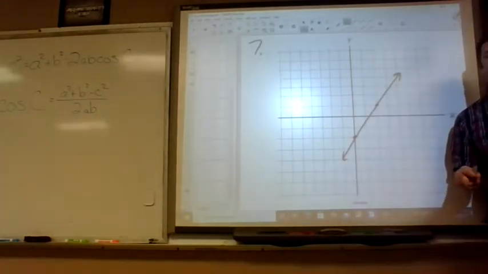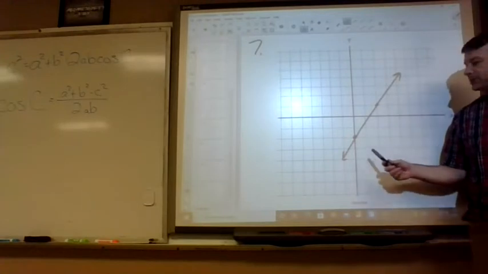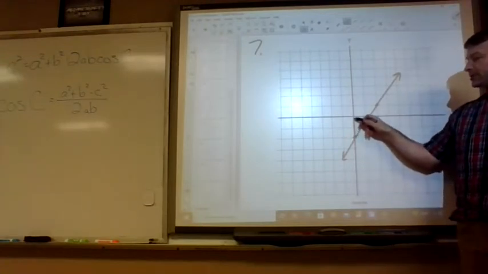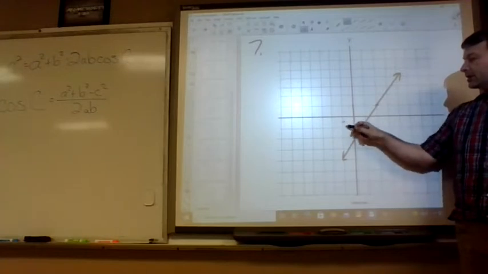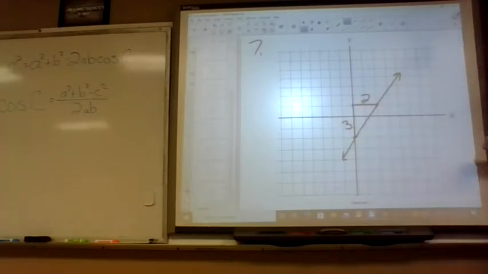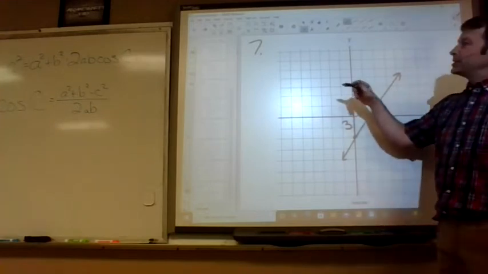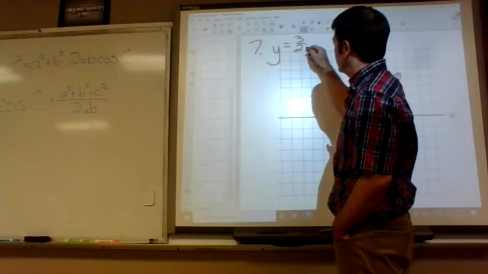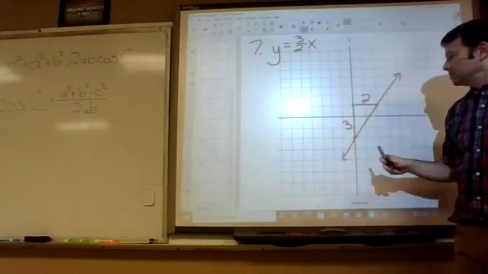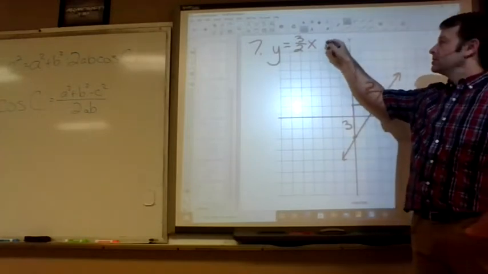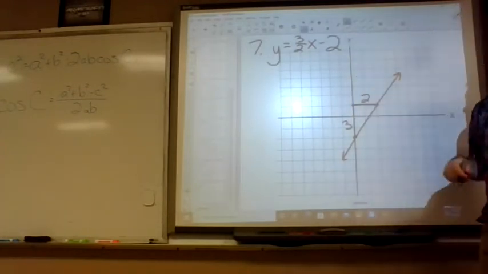You don't have to draw that. That's just for me. So Shannon said it's rise over run. So from here to here, how much is it rising? 3. How much is it running? 2. What's the slope? 3 over 2. So my equation's going to be y equals 3/2x minus 2, because you're 2 steps below the line. The y-intercept is at -2. So it's a -2 right there.